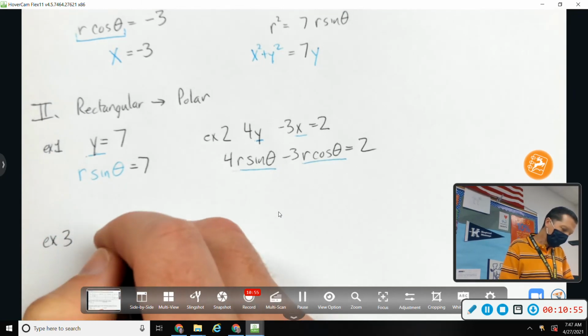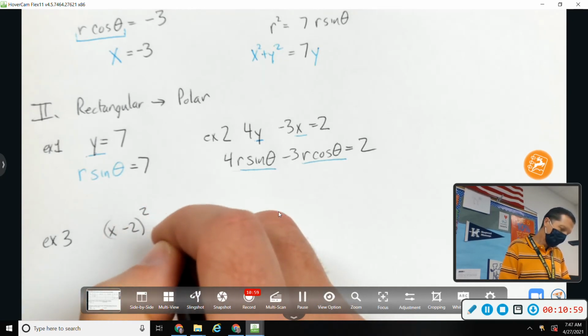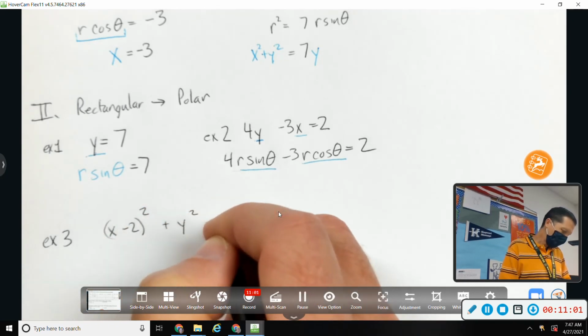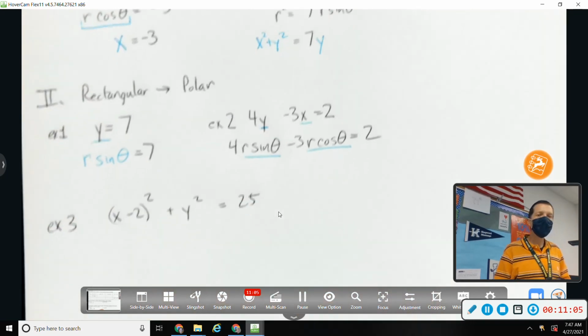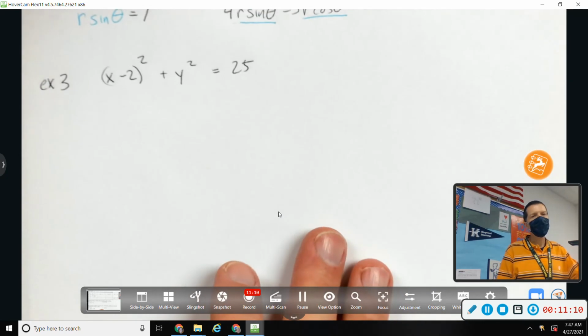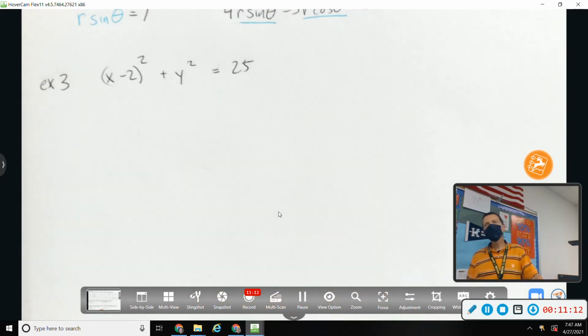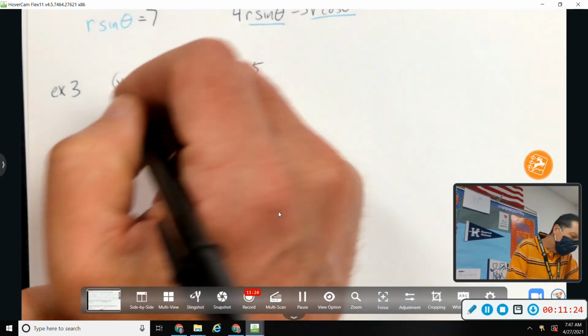One more example. (x minus 2) squared plus y squared equals 25. Well, let's not do the direct substitution on this one yet, because it looks like I'm going to get an x squared plus y squared when I multiply this out. And x squared plus y squared is r squared. So let's FOIL first.